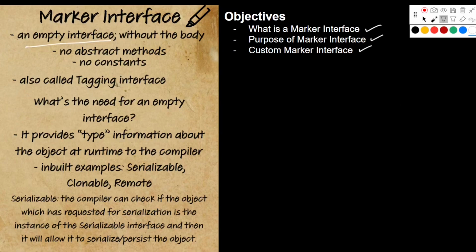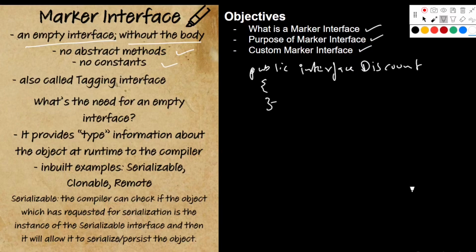So this is an interface which is empty, without any body. So it doesn't contain any abstract method, no constant. So how does it look like? You can create an interface by saying public interface. Okay, let's call it Discount. That's it. So this is a marker interface. Now it is also called tagging interface. So now we have created a marker interface, right?